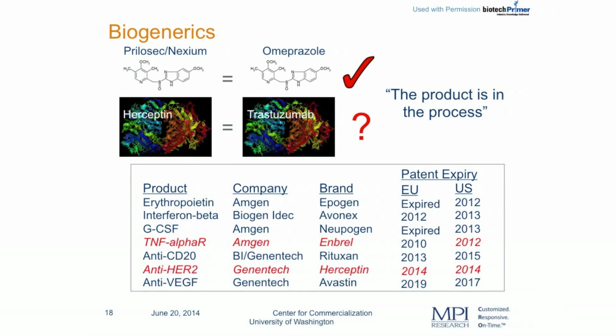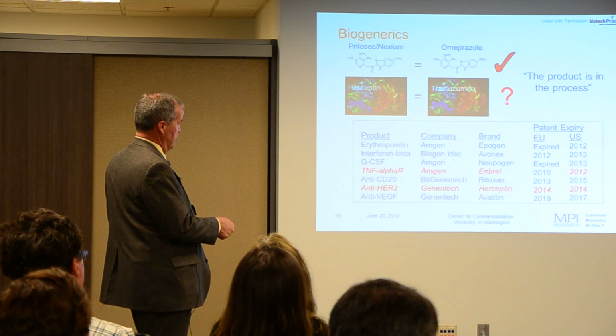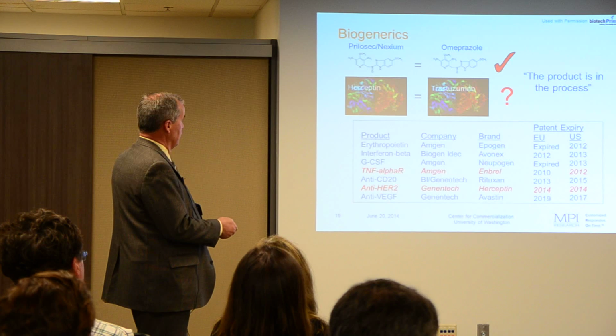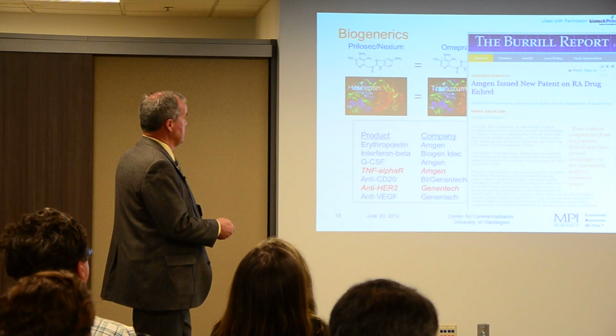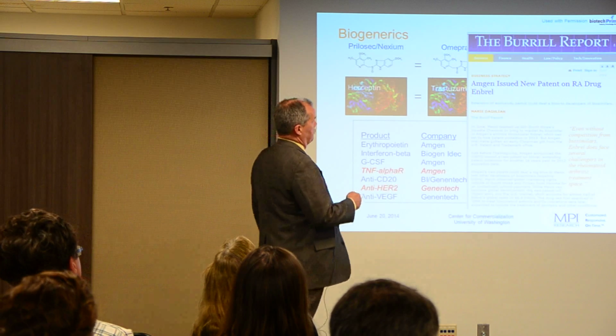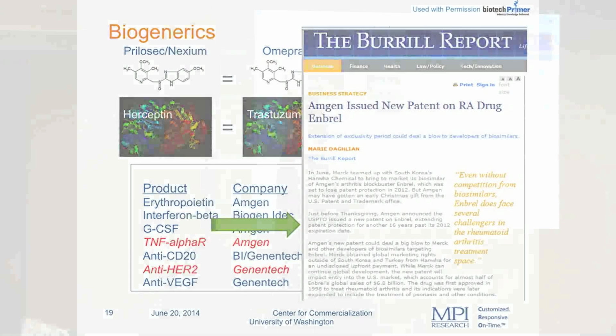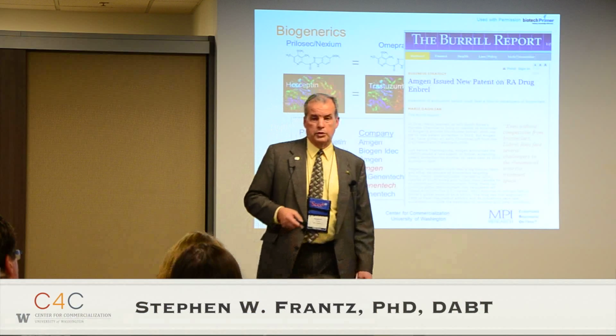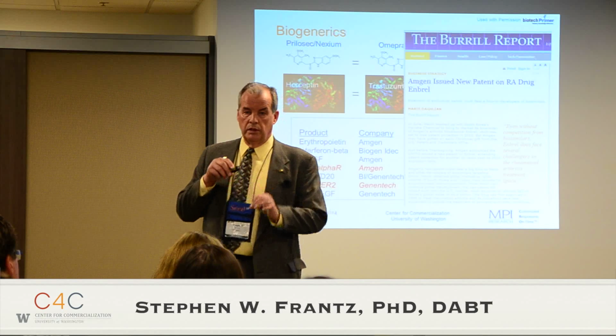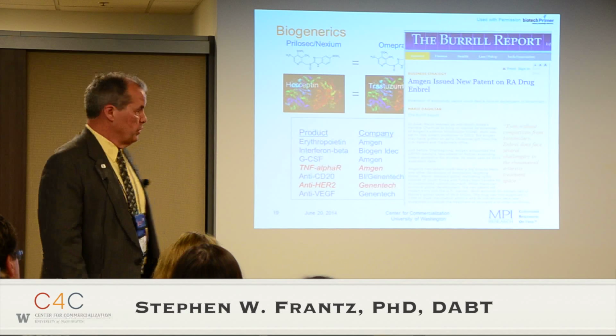This drug right here is the one that I was alluding to before that's the surprise. This is the Amgen drug. And I think I have put some things in here. Yeah, this is an article from the Burrell report, which if you follow the industry finance aspect of drug development, just before Thanksgiving, I'll read this part because you probably can't see it. Amgen announced that the U.S. Patent and Trade Office issued a new patent for Emeril, extending the patent protection for another 16 years past its 2012 expiration date. This was an arrow to the heart for biosimilars.